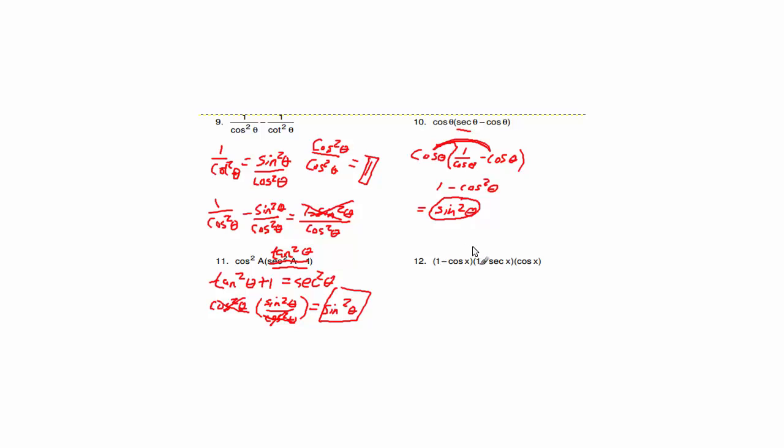Here, this one isn't so bad. Let's go ahead and try this. I'm going to actually take these two binomial expressions and FOIL them, or distribute them as we should say. 1 times 1 is 1. 1 times secant is plus secant x. Negative cosine x times 1 is negative cosine x. And negative cosine times secant.